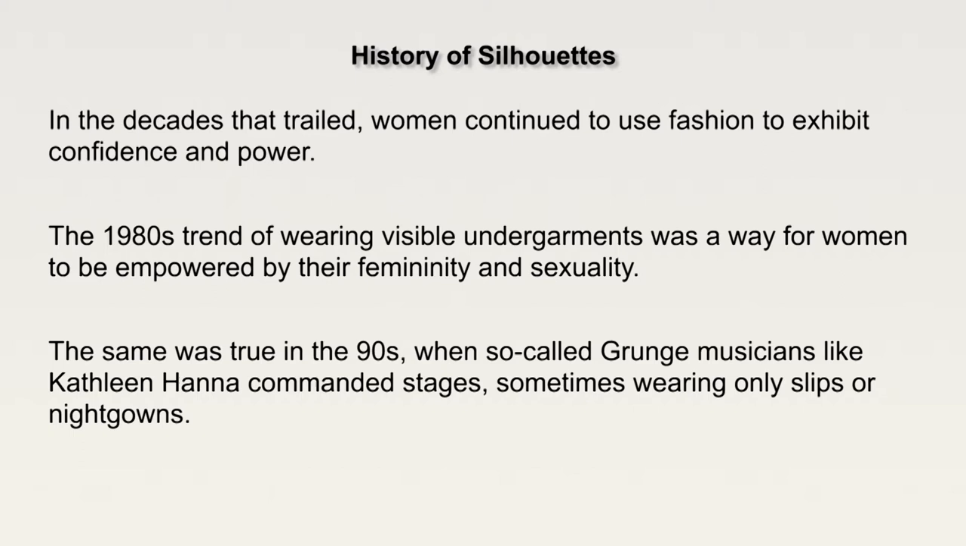In the decades that trailed, women continued to use fashion to exhibit confidence and power. The 1980s trend of wearing visible undergarments was a way for women to be empowered by their femininity and sexuality. The same was true in the 90s when the so-called grunge musicians like Kathleen Hanna commanded stages, sometimes wearing only slips or nightgowns.